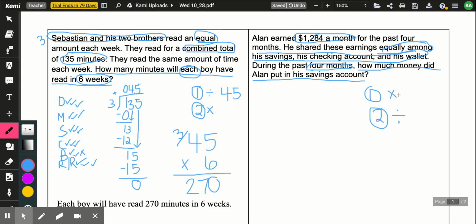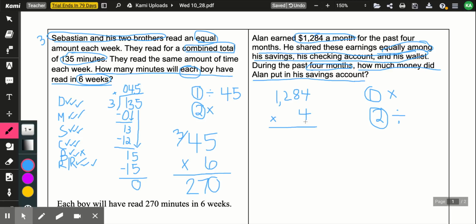So let's go back to our first step. I want you to solve it first. 1,284 was how much he earned in 1 month. But it asks for the past 4 months. So each month would be 1,284, 1,284, 1,284, 1,284, 4 times. Go ahead and solve that.